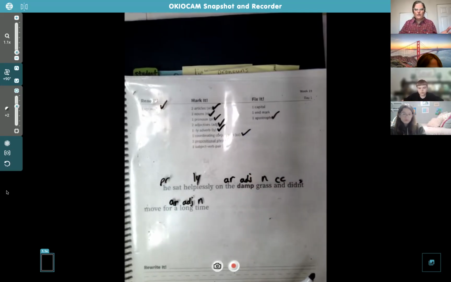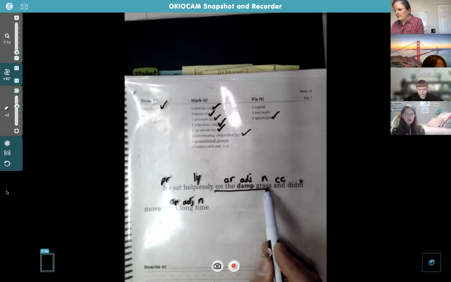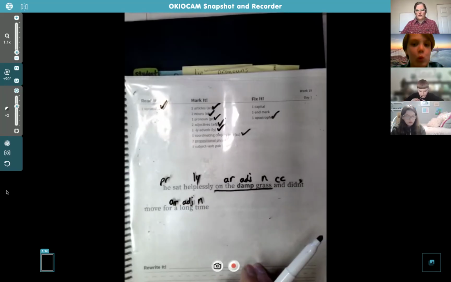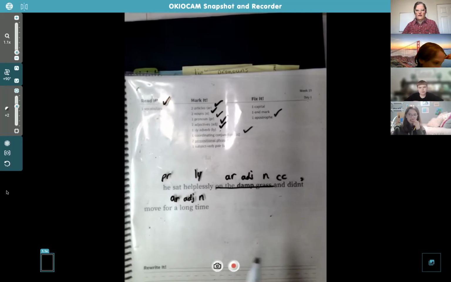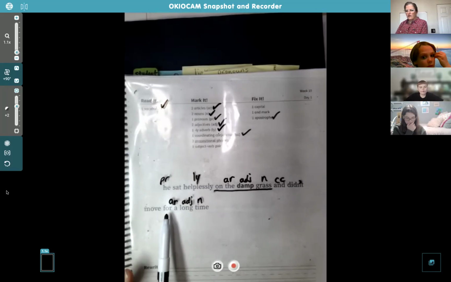But Sydney, where are the prepositional phrases? I already found one, and it's on the damp grass. That's one. I'm looking for the other. I was just explaining it. We know that move is not going to be a preposition. Sat is not a preposition. Didn't is not a preposition. I want to say and, but looking on here, there is no and. There is and, but that's not the preposition. Do you see for?